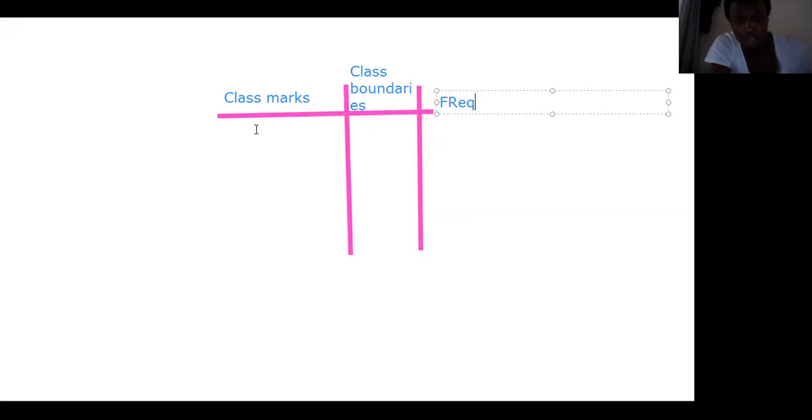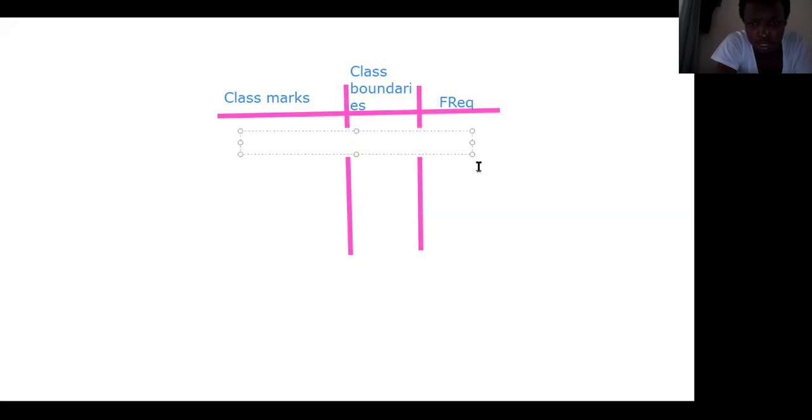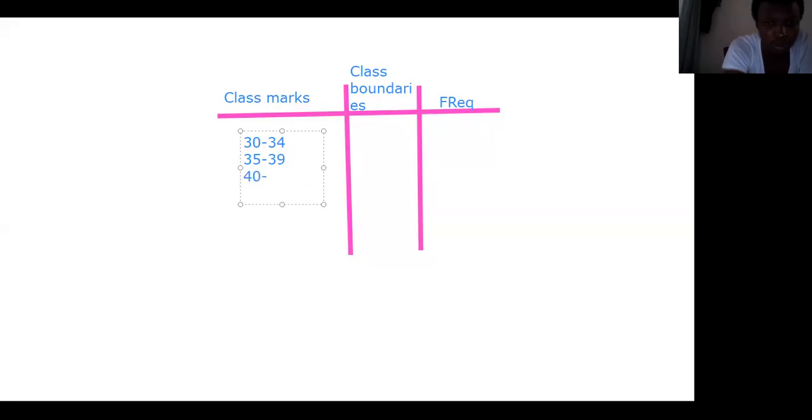So that's it. So maybe the class marks, we were given the class marks to be, so here is 30. So you can get 30 to 35. You can get our next one to be 35 to 40. Then we can get 42, maybe 44, and so on and so forth.